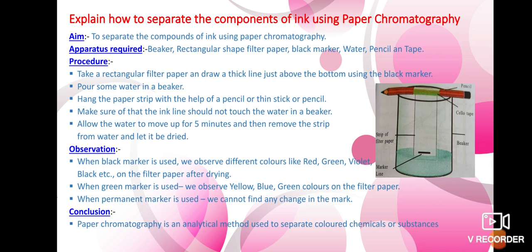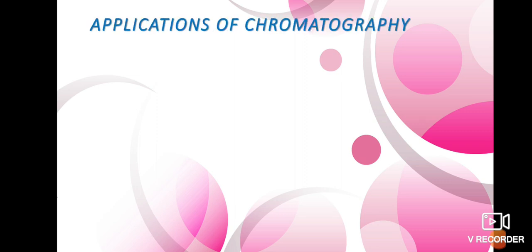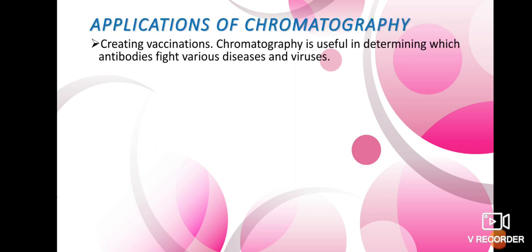Now, let us know what are the applications of chromatography. Creating vaccinations: nowadays we are taking vaccinations for COVID-19. So, how is it useful? Chromatography is useful in determining which antibodies fight various diseases and viruses. So, we are taking vaccinations to protect ourselves from the diseases and viruses. In that method also chromatography is used.